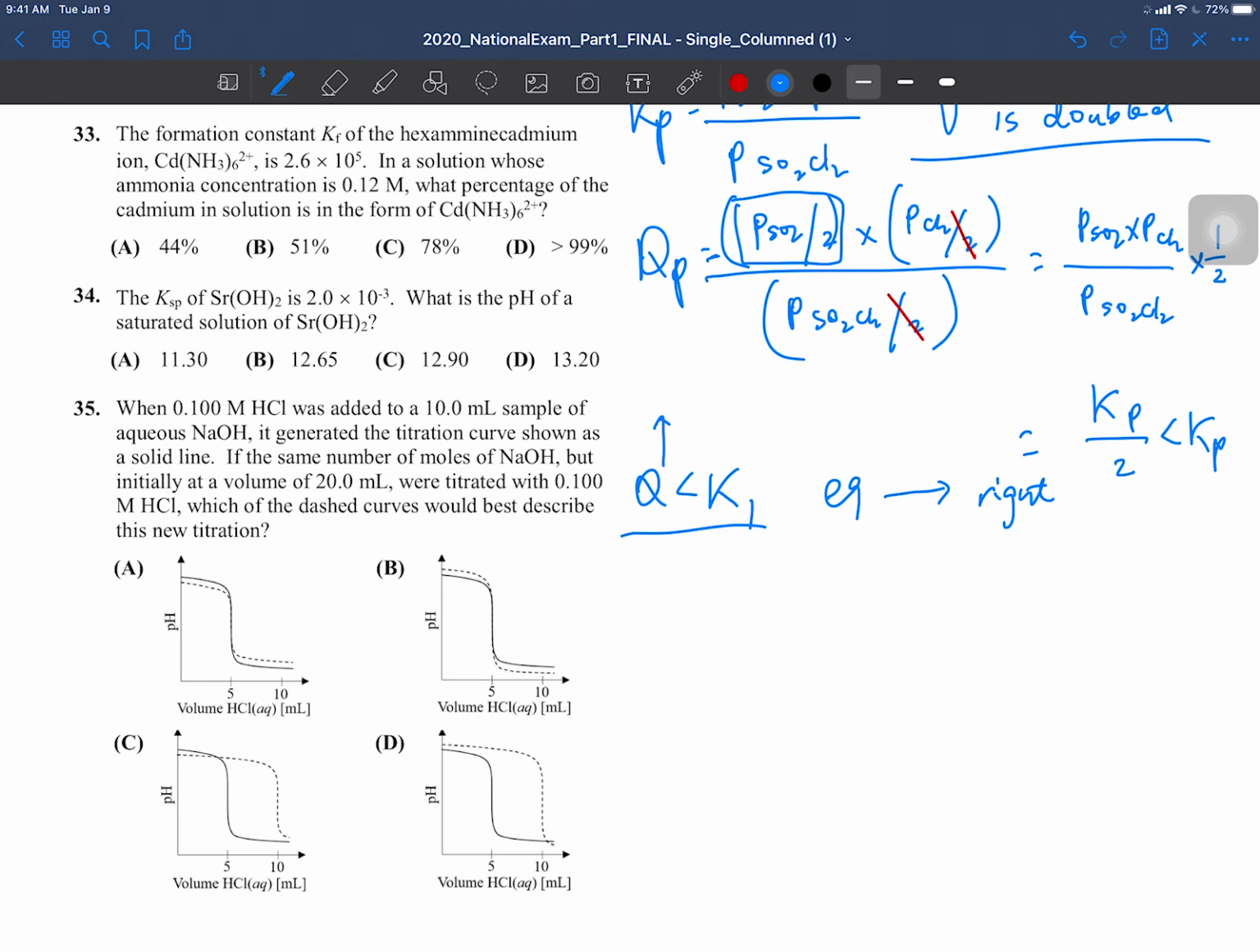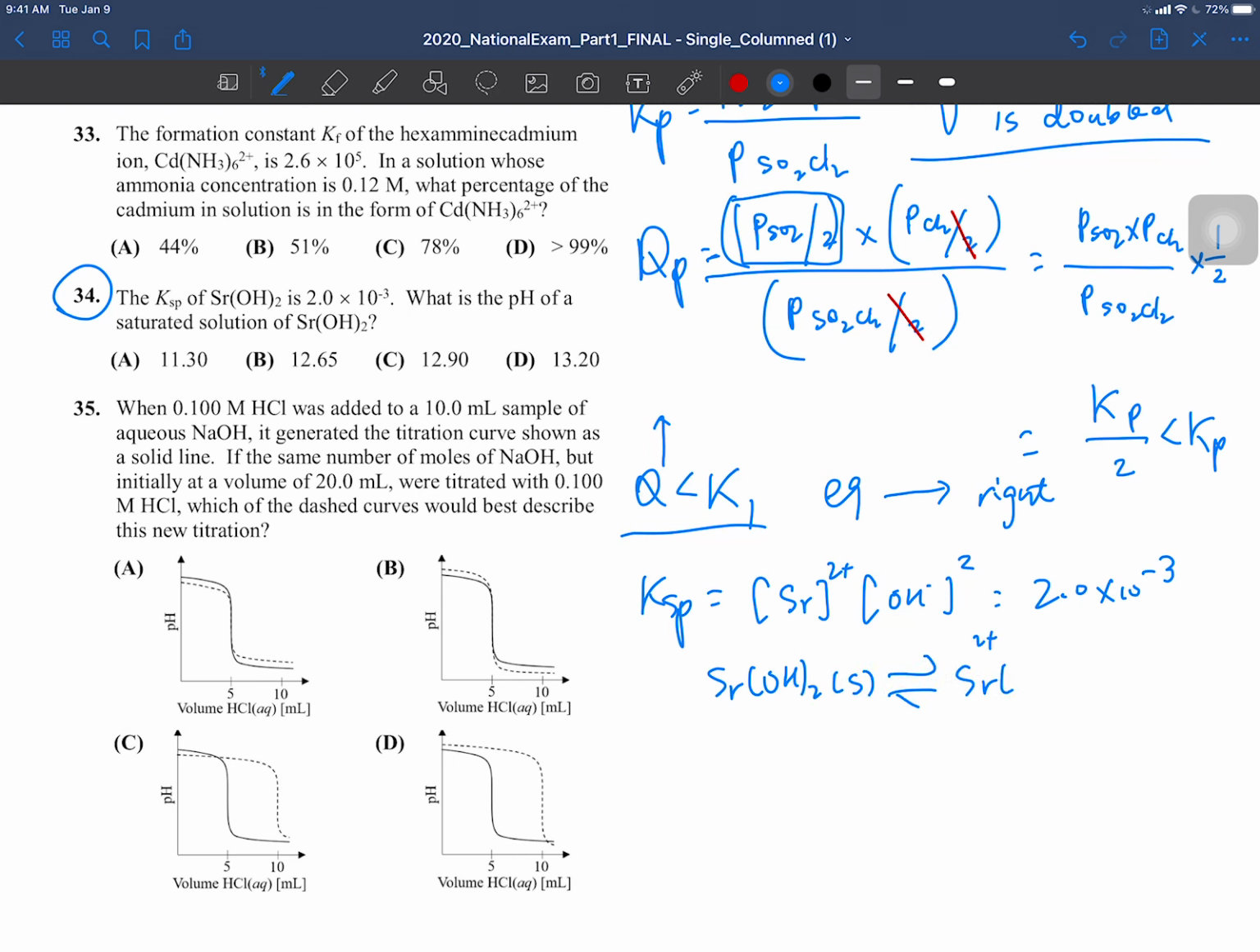I don't think 34 is very hard, but it's very easy to make mistakes. The Ksp equals the strontium times the hydroxide to the power of 2, which is this value, right? So if you write down the solubility equilibrium here, so initial is 0, 0, equilibrium, let's say it's x, this will be 2x. Does this make sense to you?